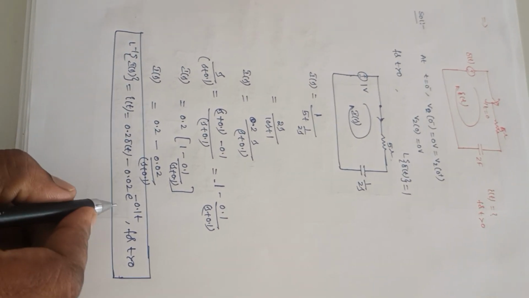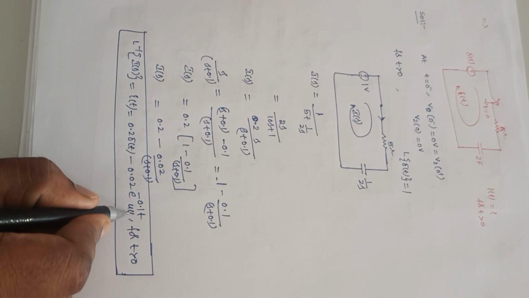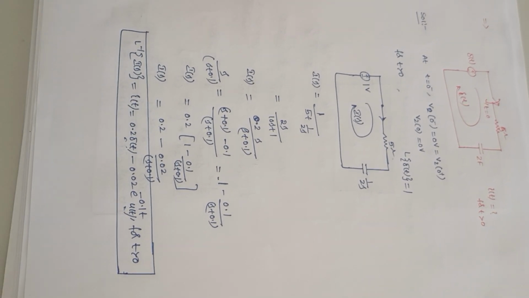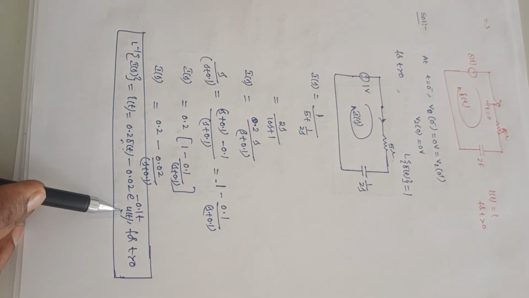Here I forgot one thing. I need to write u of t here. Since this delta of t is coming to the picture, I need to write this u of t also here. U of t values anyway it is 1.